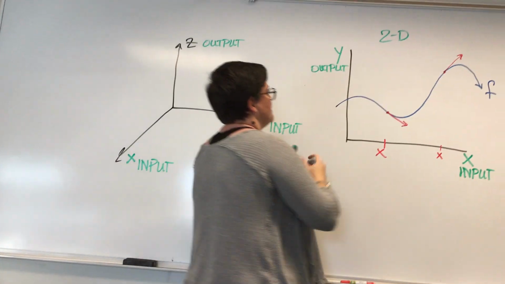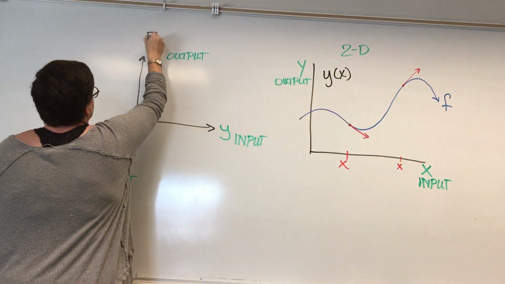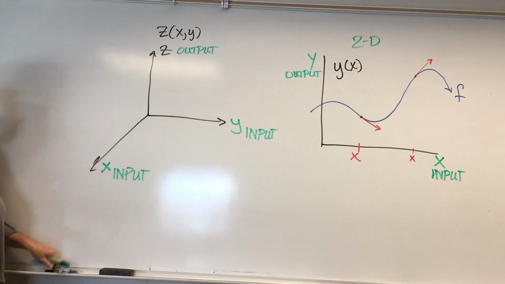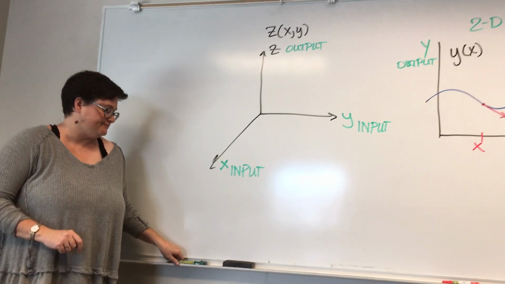So before, we could say that Y is a function of X. But now, we're saying z is a function of x and y. So far, so good? All right.